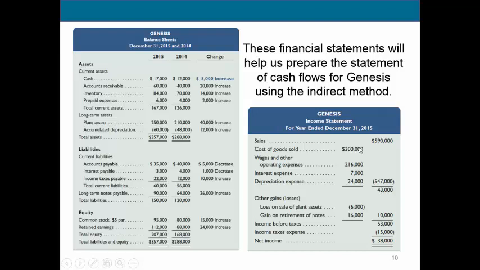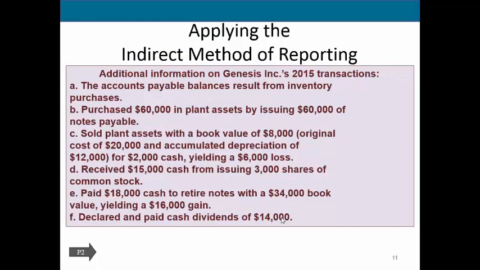The income statement is important because we need this net income number, but we're also going to need any information on if we had any type of non-cash expenses, for example, depreciation and amortization, which in this case we don't have. But we'll also need to know if we had any types of gains or losses. So again, we'll adjust for those as we move forward. So here, this is just kind of what we're looking at. We've got some basic additional information.